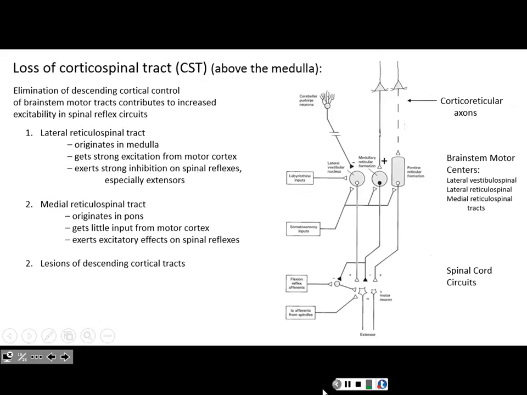What does the medial vestibular tract control? It's really only responsible for movements of the head and neck, upper body, upper back. It's not going to be involved very much because of its restricted effects. Mostly it goes to a very limited number of muscles. So we have those three systems in the brainstem.